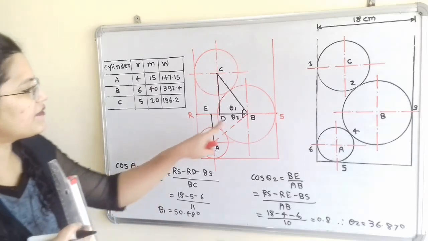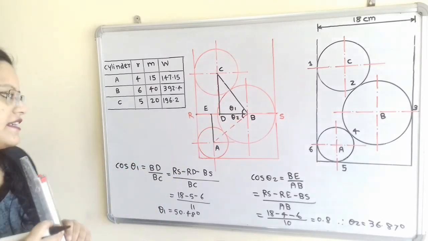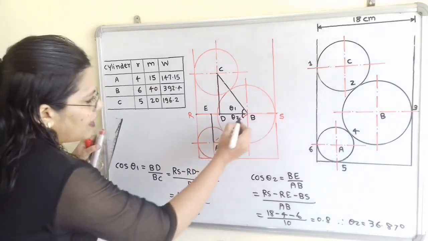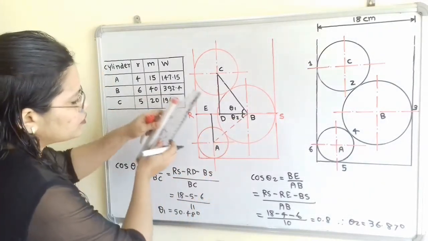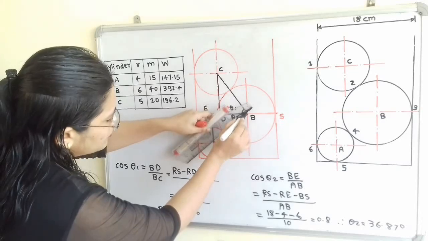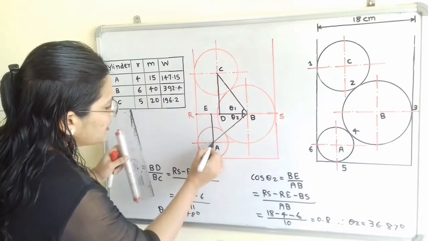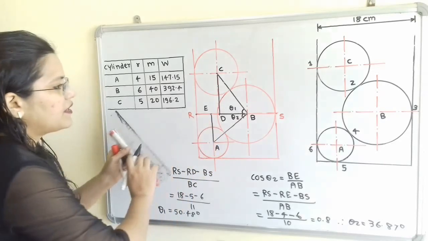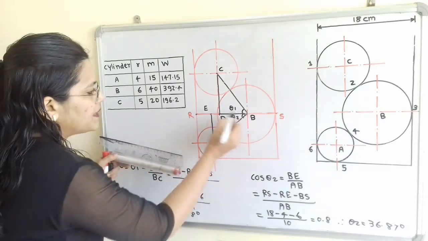Now in the same way we will calculate the angle theta 2. Now I will highlight this. So how to find this angle theta 2? I will join the line B to A. Now from A we will draw one vertical line, that is A to E. Now I will join B to E.